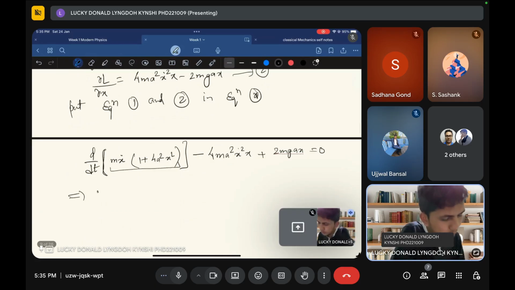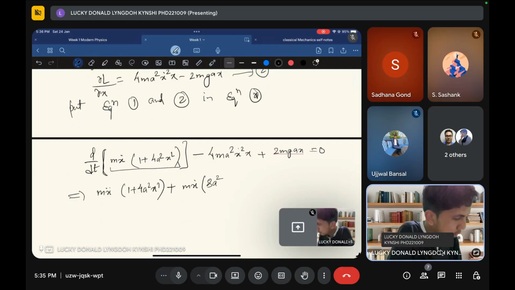So what happens, you will get mx double dot, d by dt of mx dot will be mx double dot and 1 plus 4 of a square x square. Okay, and now you have to differentiate the second term mx dot. You will have d by dt of 1 will be equal to 0, so here will be equal to 2 from here, so you will get a square x and x dot. Okay, minus, then the second term will remain the same, 4m a square x dot square x plus 2m g a x equal to 0.